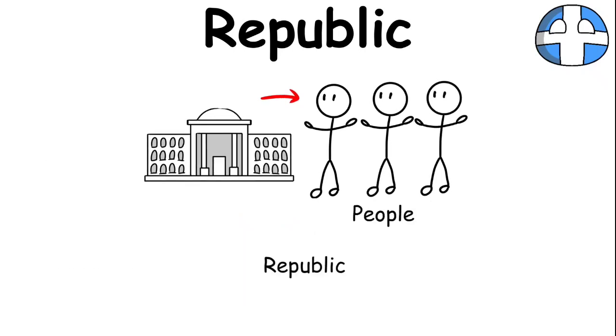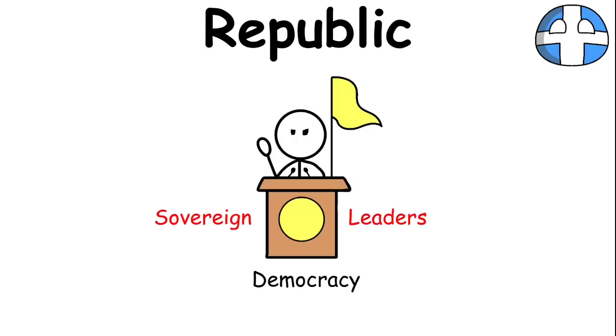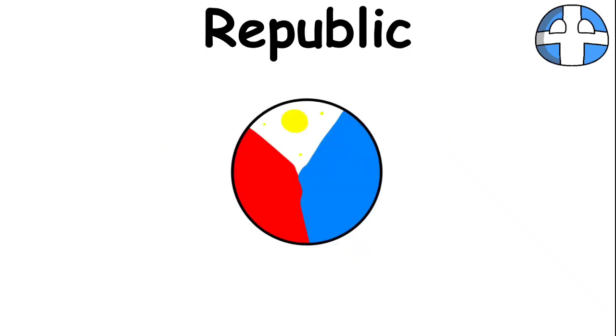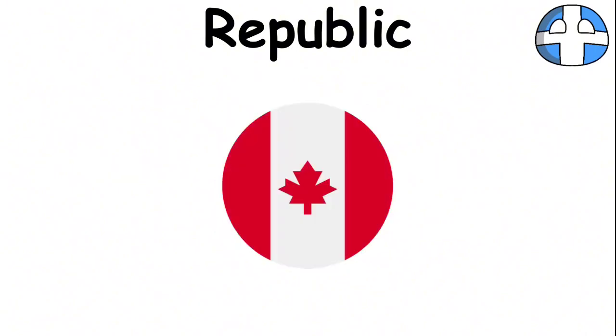In a republic, the people own the state. On the other hand, in a pure democracy, the people don't own the state, but are the sovereign leaders of the nation. A country can be both a republic and a democracy simultaneously. For example, the Philippines is both a republic and a democracy, but not all countries are republics and democracies at the same time. Canada is a democracy, but is constitutionally a monarchy.